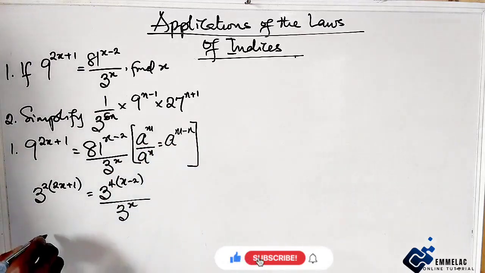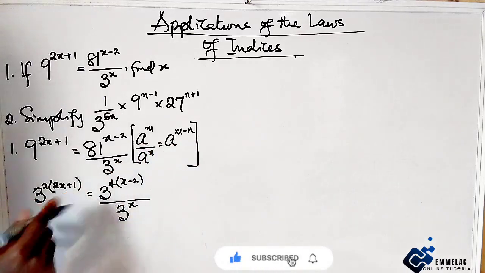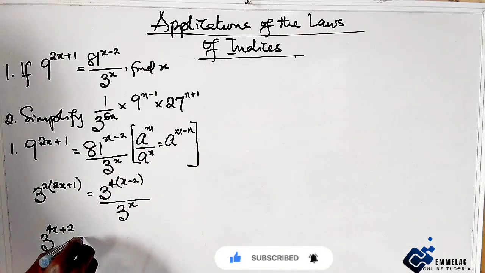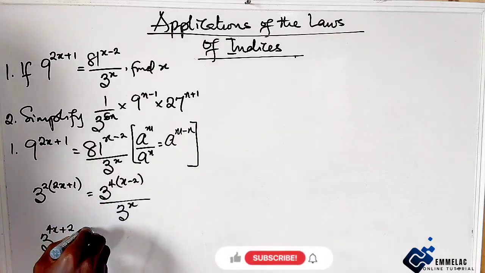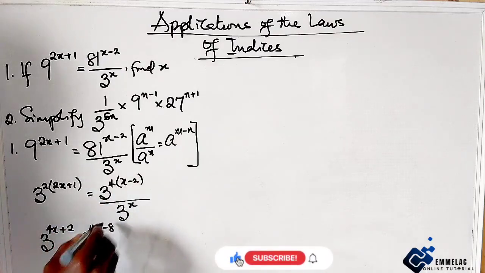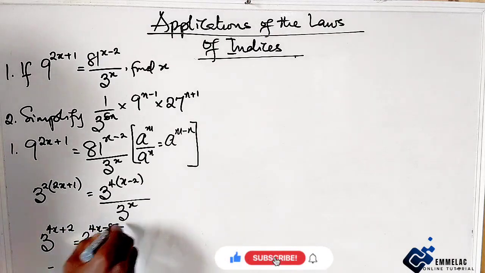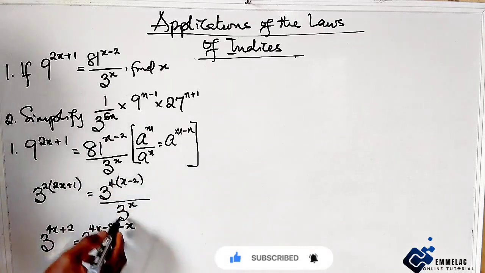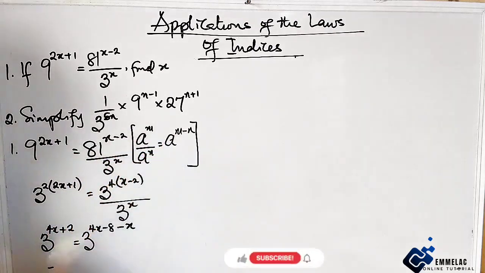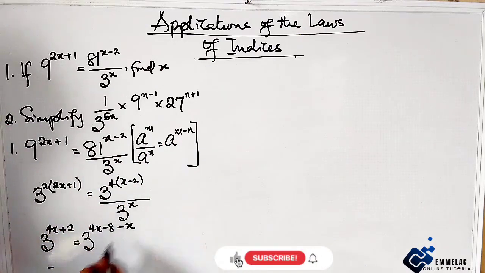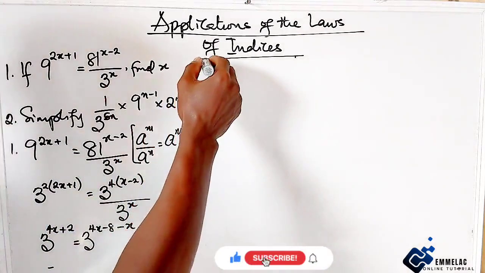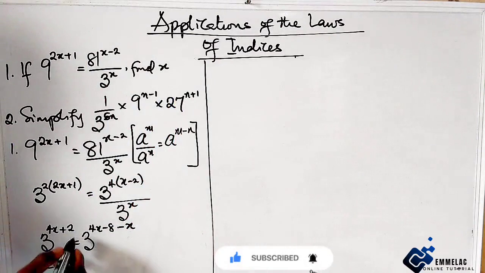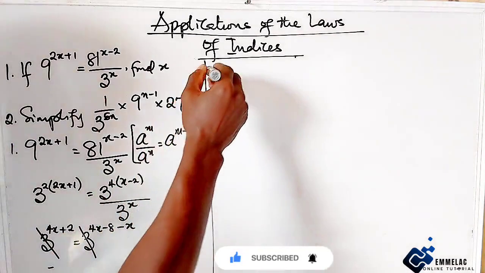we can say this is 3 raised to the power of, opening the bracket, 4x plus 2, then equals 3 raised to the power of, opening the bracket here also, 4x minus 8, then minus x. According to this law, we have the same base, so the power is being subtracted, the whole of this minus x. Since we have the same base, we can cancel out. So we are left with what?